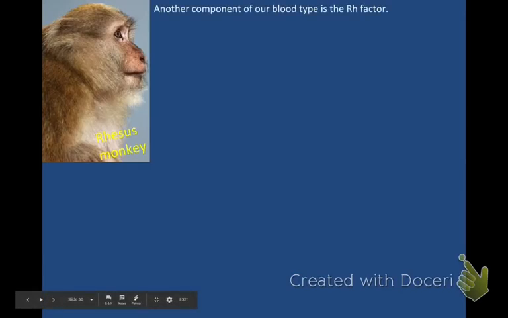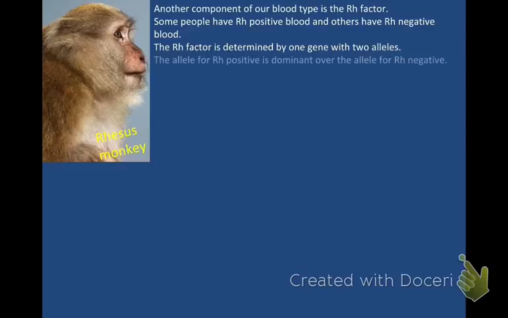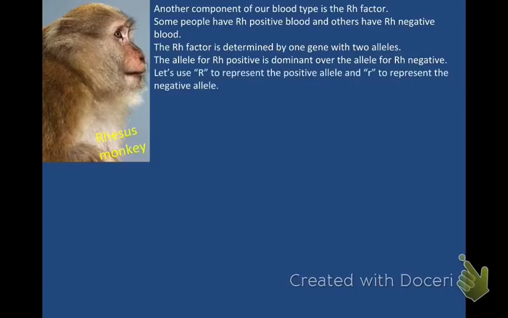Another component of our blood is the RH factor. This is what you were asking about when you said, what about the positive and the negative part? Some people have RH positive blood and others have RH negative blood. The RH factor is determined by one gene with two alleles. The allele for RH positive is dominant over negative. In your notes, that's probably all you really need to know about that. Since we're not covering dihybrid crosses, you don't have to worry about combining these two. I just wanted to let you know that's where the negative and positive comes from.